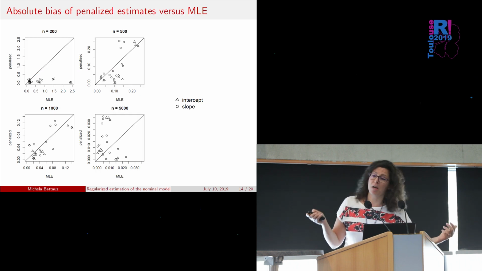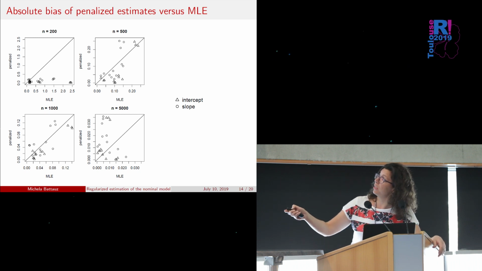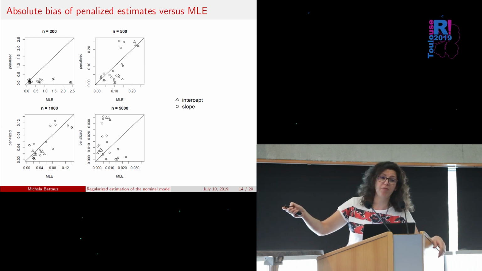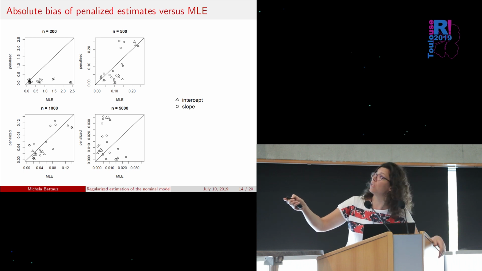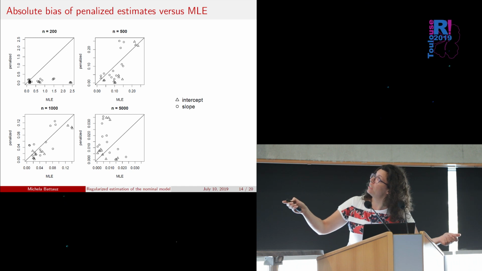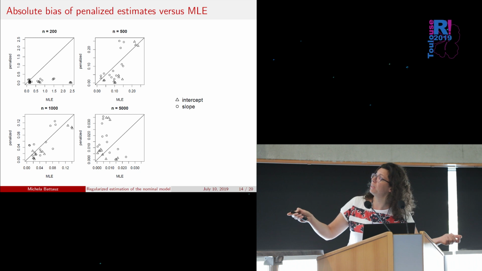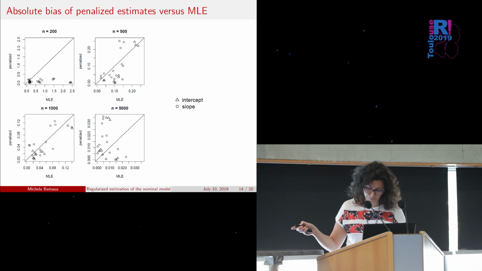In these figures, there is the bias in absolute value of the estimates. And we can see that the maximum likelihood estimates can be very biased in small samples. In a sample size of 200, the bias can be really high. And the penalized estimates present a much smaller bias. Okay, there is not much difference when the sample size increases, and for large samples, maximum likelihood performs a bit better, but the values here are all small. Okay, this was the non-adaptive penalty.